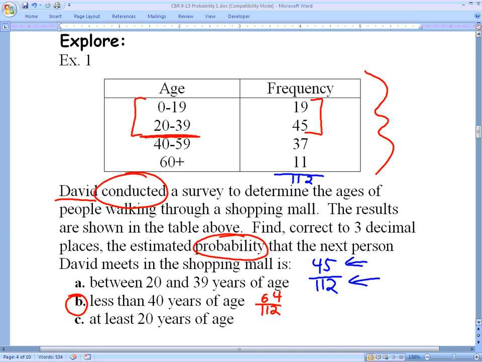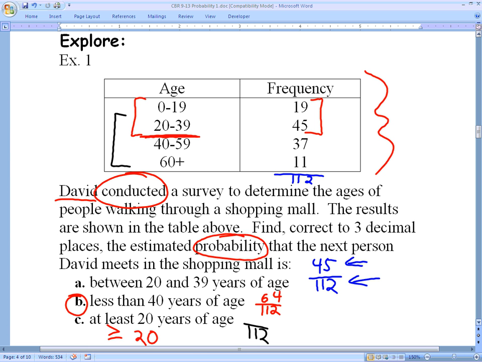And then finally, at least 20 years of age. At least is a very commonly misused word in many of my classes. At least means greater than or equal to 20, meaning the least number is 20. Everything else can be that much or more. Again, it'll be out of 112. How many are at least 20? Well, that would be starting at the people who are 20 years old all the way up.